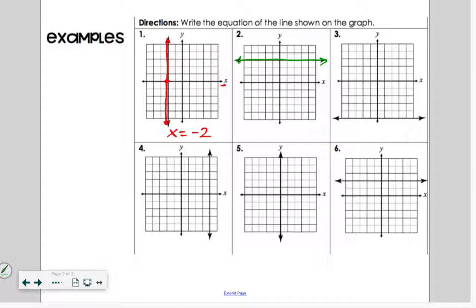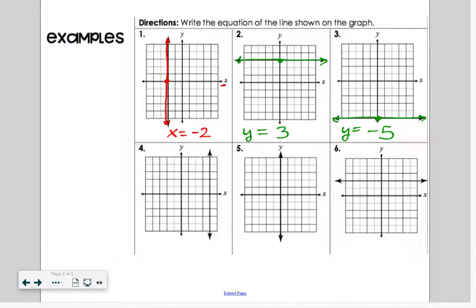Number 2. Here's our line. What axis does it cross? It crosses the y. So we're going to write y equals. Where does it cross? 1, 2, 3. So y equals 3. Now remember, these are only for horizontal and vertical lines. If a line has a slope, it's not quite this straightforward. Number 3, another horizontal line. So it's crossing the y, 1, 2, 3, 4, at -5.